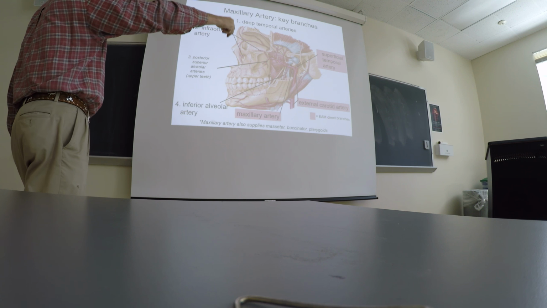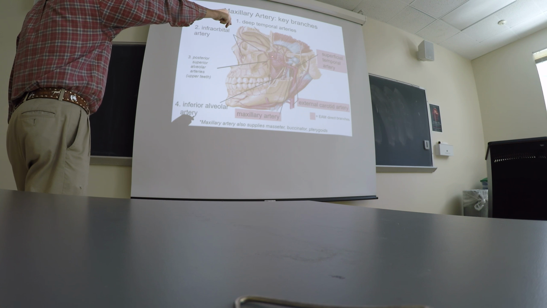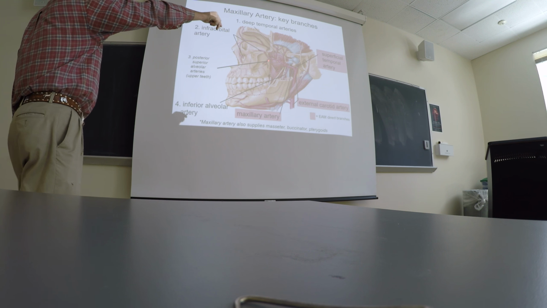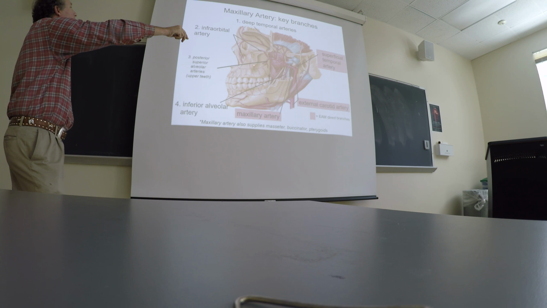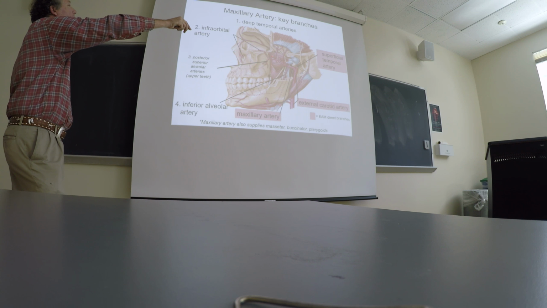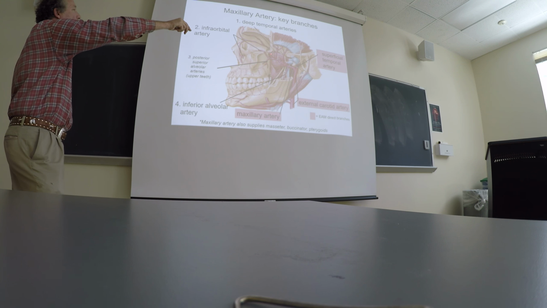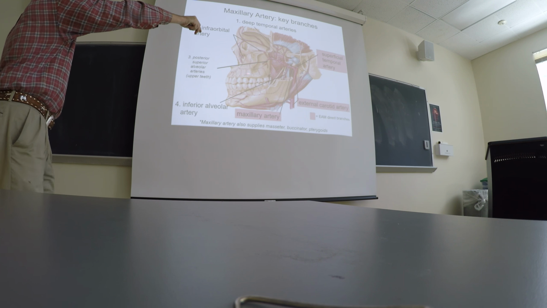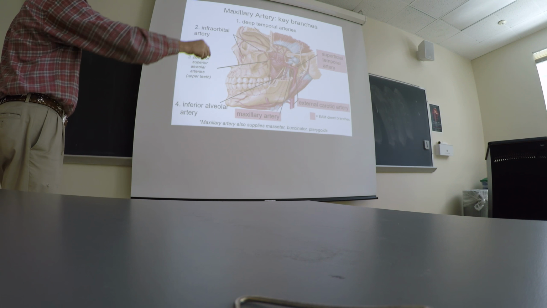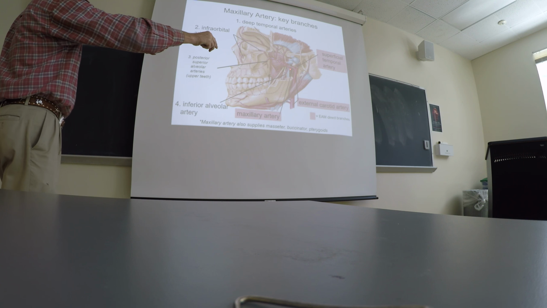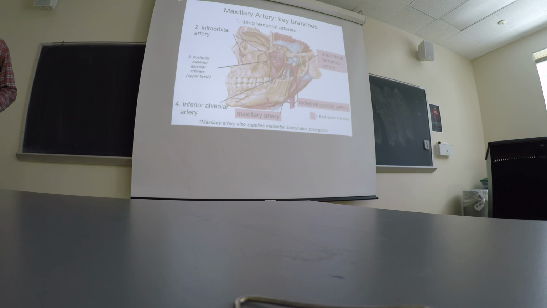the upper teeth. And then there's a branch that's coming into the back of the maxilla there, which is the posterior superior alveolar artery. It goes into a little hole there and supplies blood to the upper teeth. So here are some of the branches of the maxillary artery. There are more.